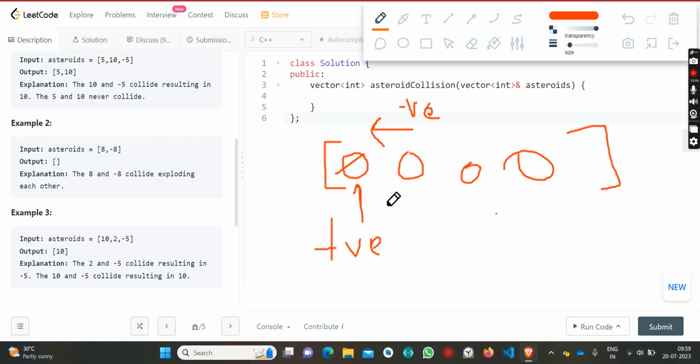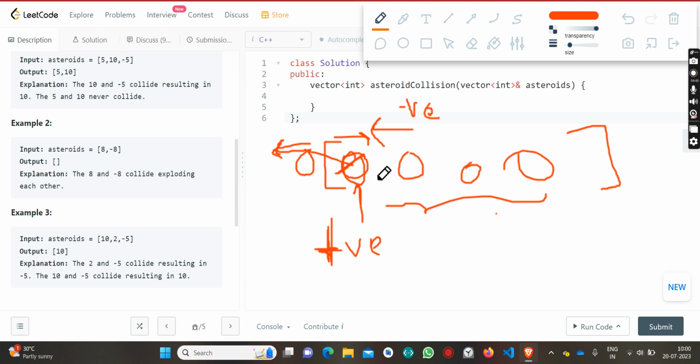But if there doesn't exist any negative which is greater than this in absolute size, then I can say that this will remain the same, because even if I encounter any negative after this, it can't affect this. Why? Because this is moving to the right and that is moving to the left, so they will never collide. So this will remain safe. So for all the positives, if I am able to find the negative asteroid which can destroy it, then obviously I can say it explodes.